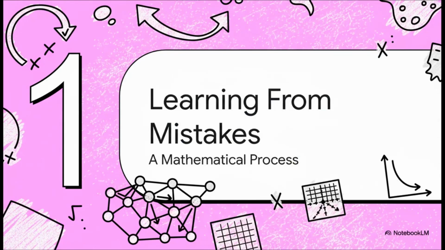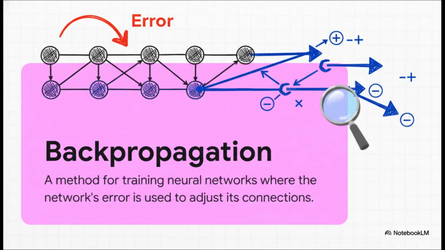Okay, so let's dig into this idea of learning from mistakes, because it's not just some fuzzy concept, right? It's a really precise mathematical process. So here's the formal definition. Backpropagation is the method of taking the network's error, that's just the gap between its guess and the correct answer, and sending that error signal backward through the network to tweak all those internal connections, what we call its weights.